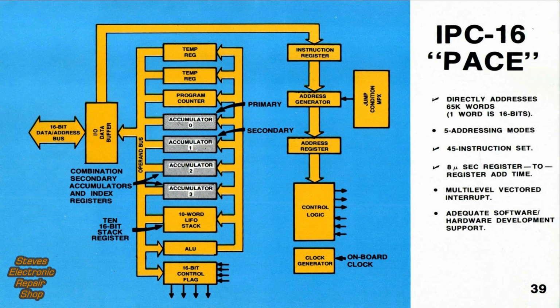Important features are checked to the right. PACE can directly address 65K words, and each word is 16 bits. It has a 45 instruction set. The 8 microsecond register add time appears somewhat disappointing, but remember, these registers are 16 bits wide, so the PACE addition is comparable, if not quicker, than the fast 8-bitters.